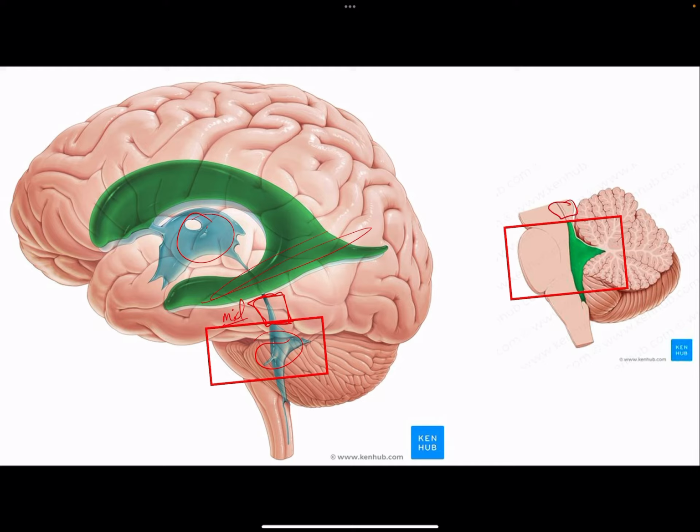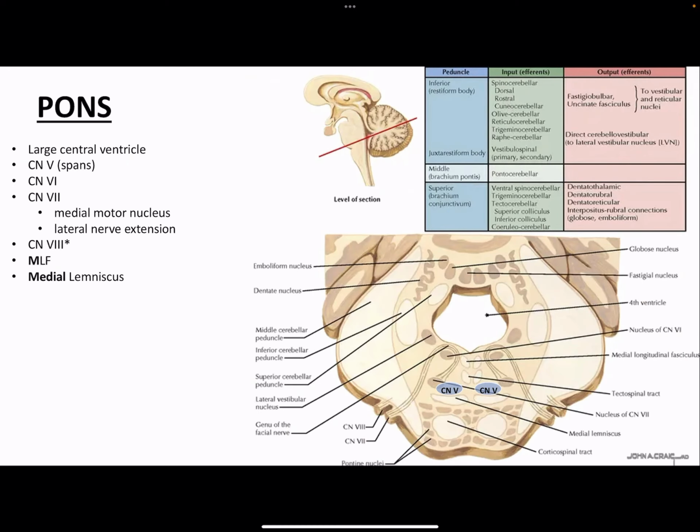As we go a little bit lower, again, we see this little hump, this protuberance. That's the pons. This is where we're going to have the fourth ventricle, and we're going to have a much enlarged space for the cerebrospinal fluid. So we see that here: there's a large fourth ventricle, a lot of cerebrospinal fluid. So that's a way you can differentiate the midbrain from the pons. The medulla has a small little area for cerebrospinal fluid.